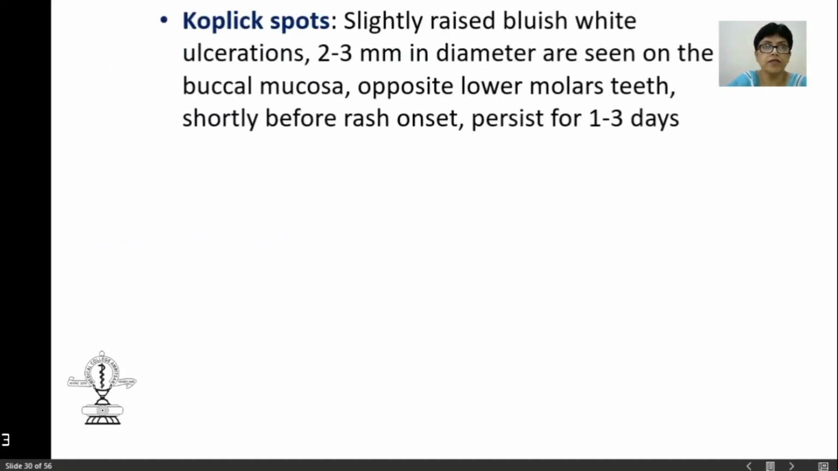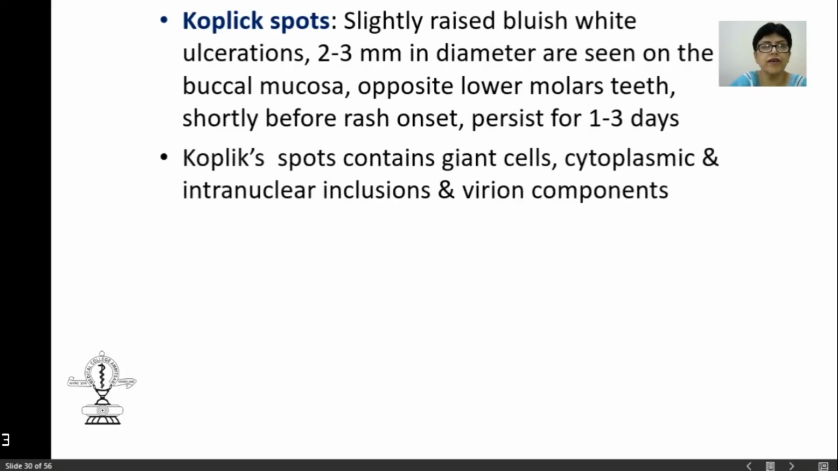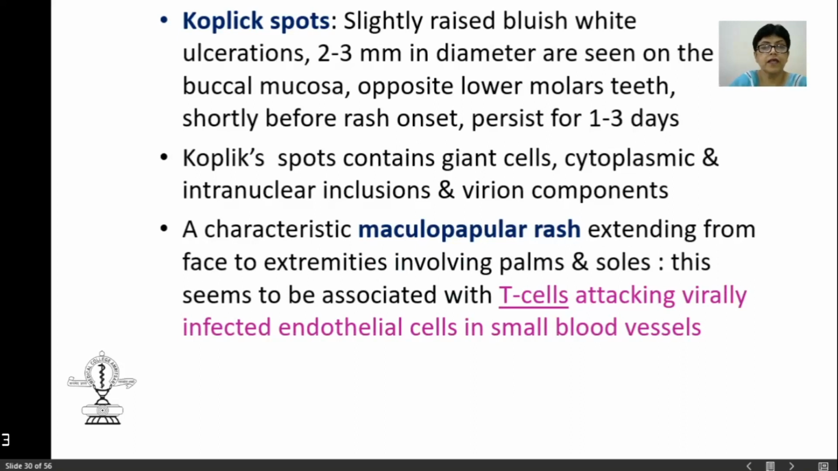by Koplik spots. Koplik spots are raised bluish white ulcerations 2 to 3 millimeter in diameter, and they are seen on the buccal mucosa, especially opposite the lower molar teeth, shortly before the rash onset, and they persist for 1 to 3 days. These Koplik spots contain giant cells, cytoplasmic and intranuclear inclusion bodies, and virion components, followed by a characteristic maculopapular rash extending from the face to the extremities, involving the palms and soles, and this is associated with T cells attacking the virally infected endothelial cells in small blood vessels.